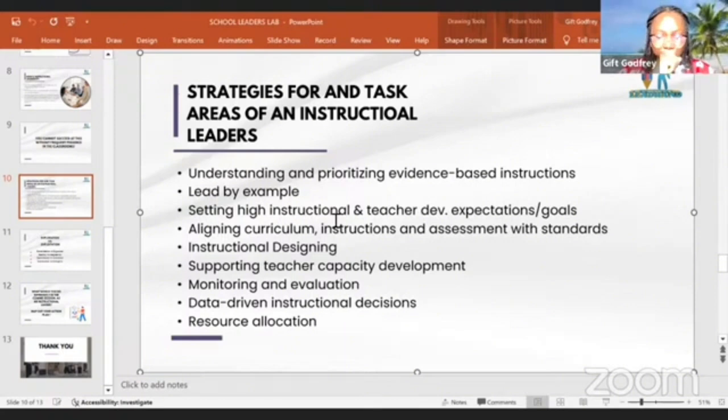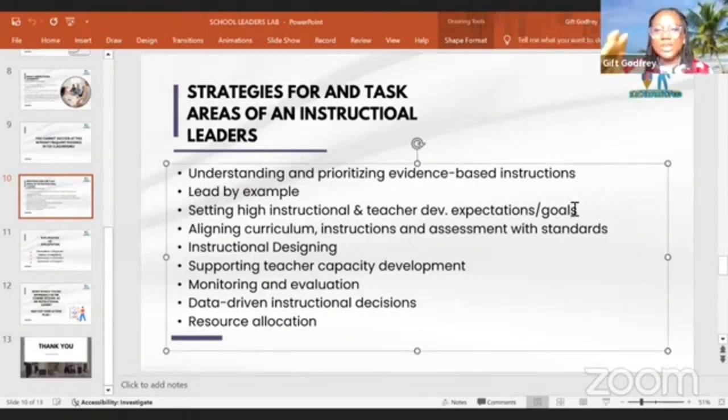Check your connection. So we have setting high expectations and goals for instructions and teacher development. You cannot get them to be big on instructions if you don't develop them, okay? So how do you now set high goals, high expectations? We've talked about that. I want you to look from a global perspective, okay? What are the skills that children in this age and time require?